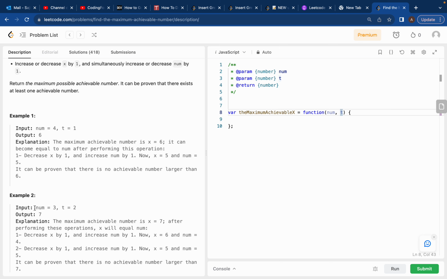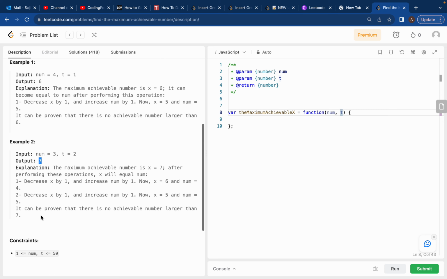Same here, num is 3 and t is 2. If you have guessed a number, for example 7, you remove t, like 2, from this 7, which gives 5, and you add 2 to this 3, which is also 5, so your guess 7 is correct. You can try all the other numbers, it won't work. You have to always find the highest number. So that's the whole problem.